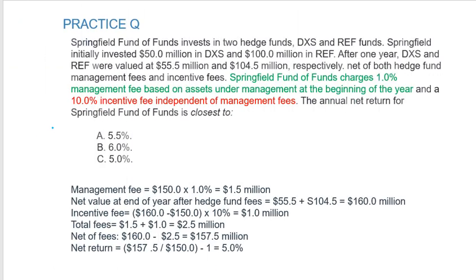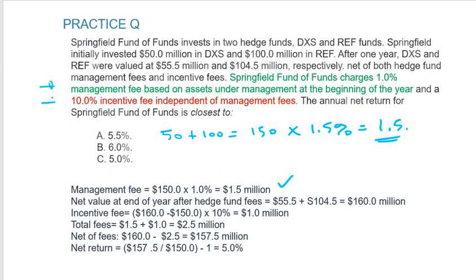Okay, we're going to work our way through the solution for this, and it's not too difficult. I highlighted here in green that Springfield Fund of Funds charges 1% management fee based on assets under management at the beginning of the year. So again, calculating that management fee should be easy. You've got 50 million in the one fund plus 100 million in the second fund equals 150 million times 1%. Don't even need the calculator, 1.5 million. So the management fee is easy to calculate.